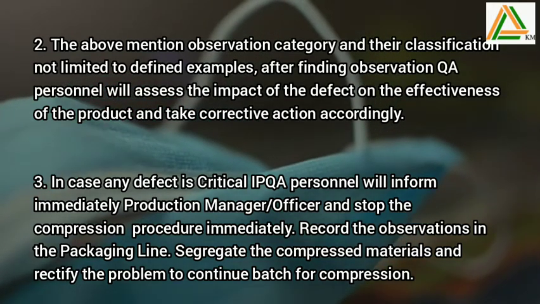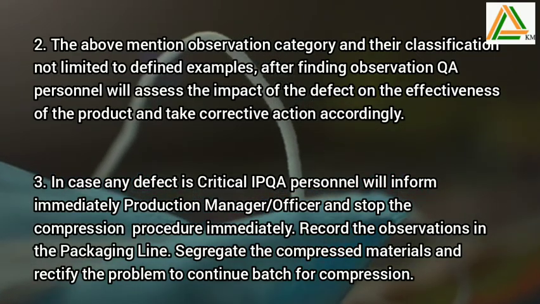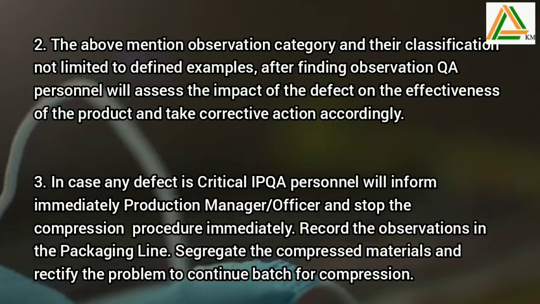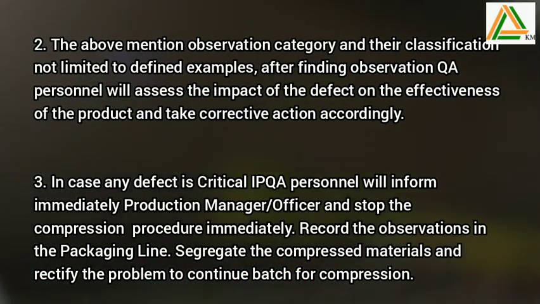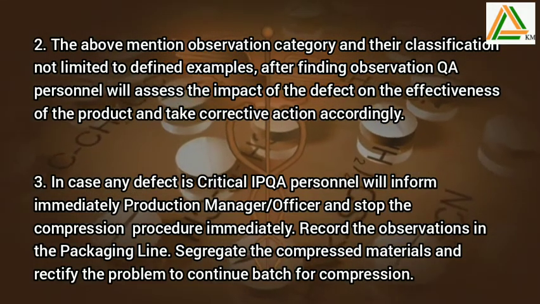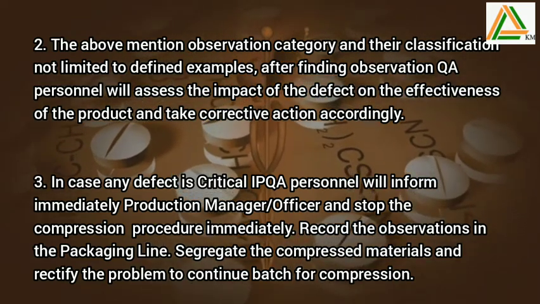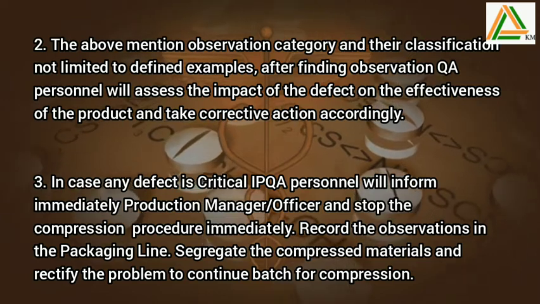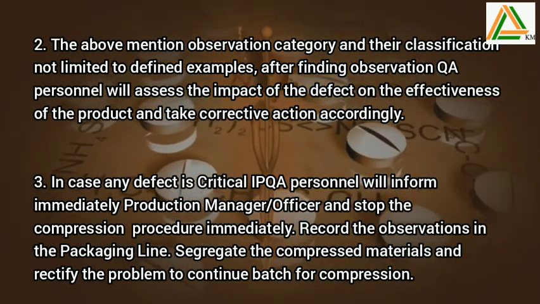After finding observation, QA personnel will assess the impact of the defect on the effectiveness of the product and take corrective action accordingly. 3. In case any defect is critical, QA personnel will inform immediately production manager, officer and stop the compression procedure immediately. Record the observations in the packaging line. Segregate the compressed materials and rectify the problem to continue batch for compression.